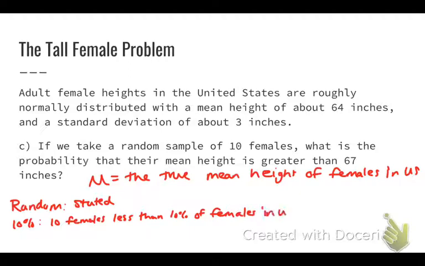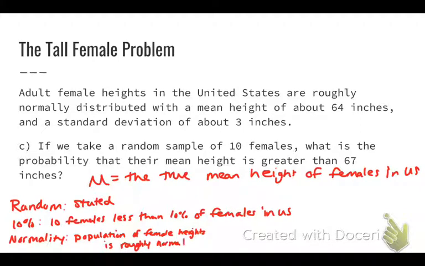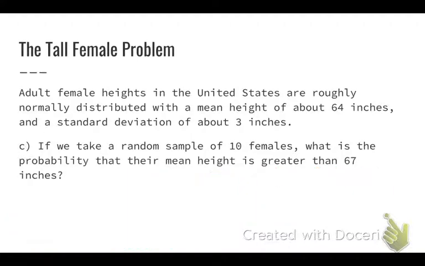And then for our normality, or our large enough, our sample size is not large enough, but I would say that the population of heights, the female heights, is roughly normal. I don't think it's top or bottom heavy. I would say that it's pretty normal in the distribution of it. Okay, so I checked. So there's 1, there's 2. So now let's go ahead and find my means and my standard deviations.